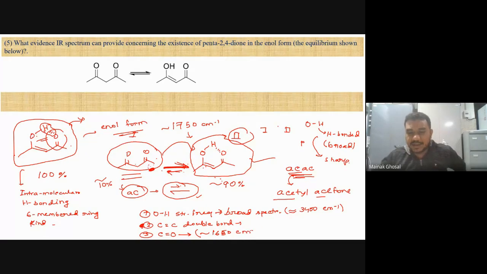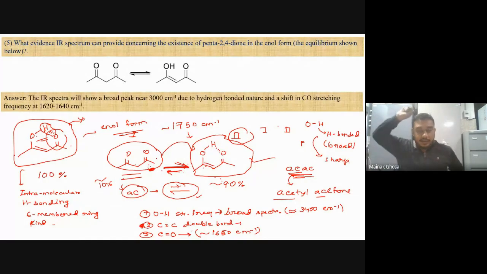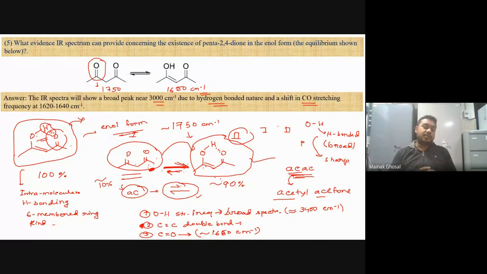Okay, in this range you will see carbonyl which is hydrogen bonded, and exactly this is the way you can predict that the IR spectrum will show a broad band at nearly 3000 or 3400 centimeter inverse due to the hydrogen bonded nature, and also a shift in the CO stretching, which is not present here. Here CO is not hydrogen bonded, so you will see 1750 or so, and here you will see 1640 or 1650. So from this shift, you can really understand which form is actually existing. Also from the C double bond C stretching frequency, you can get an idea.